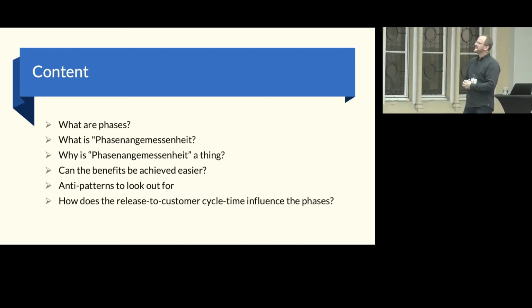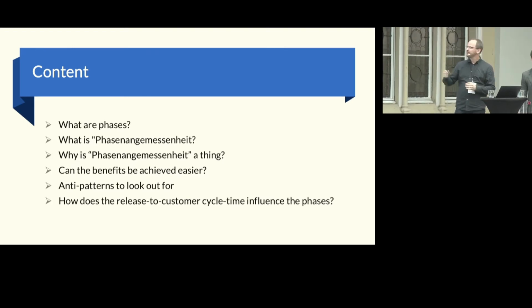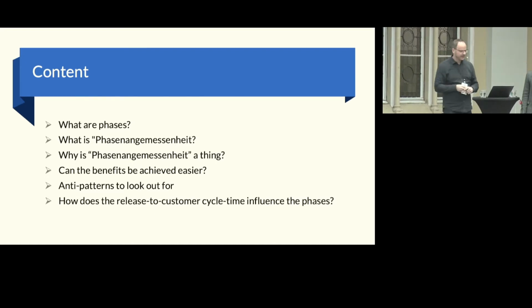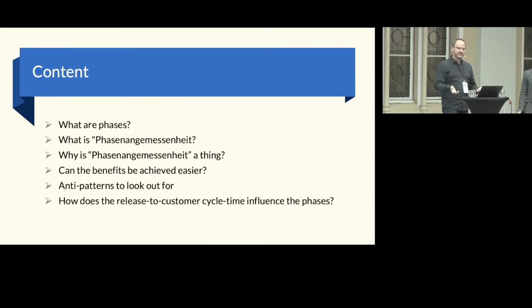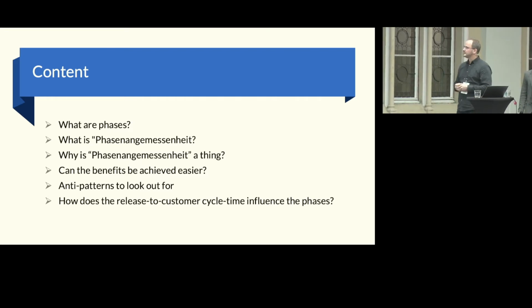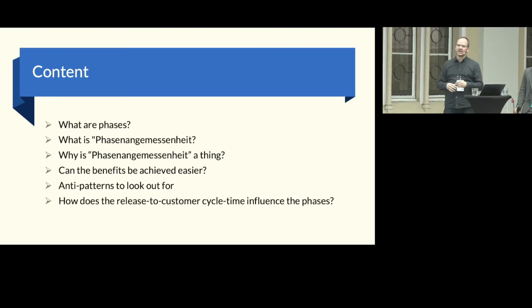Thank you. So, what we want to show you, before we start the competition for the grand prize: what are phases? What is Phasenangemessenheit? Why is Phasenangemessenheit a thing? Can the benefits actually be achieved easier? And anti-patterns to look out for? And also, how does the release to customer cycle time influence these phases?